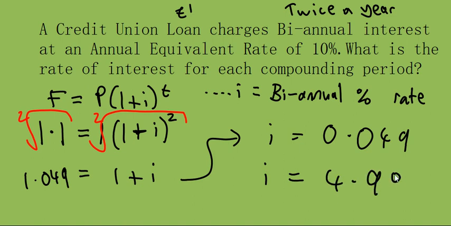So that's the equivalent biannual interest rate, instead of the annual rate of 10%. See, it's slightly less than just half of that because of the compounding being taken into account. So you should now be able to do question 26 and questions 31 to 34 in the book.